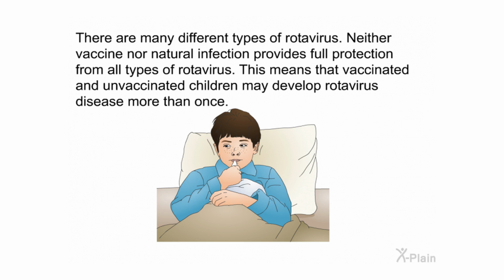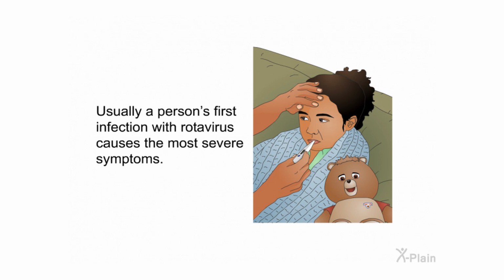There are many different types of rotavirus. Neither vaccine nor natural infection provides full protection from all types of rotavirus. This means that vaccinated and unvaccinated children may develop rotavirus disease more than once. Usually, a person's first infection with rotavirus causes the most severe symptoms.